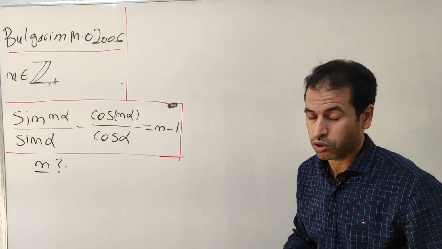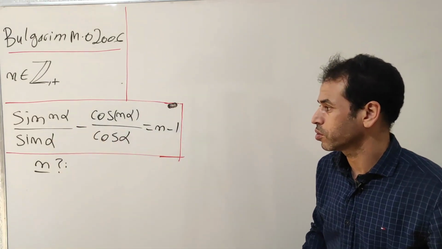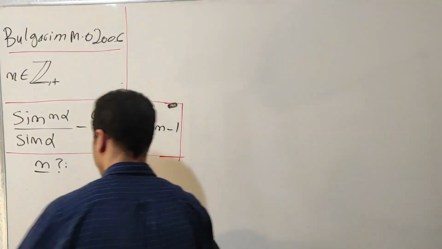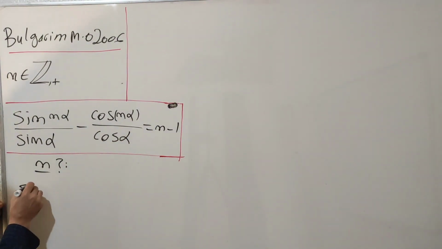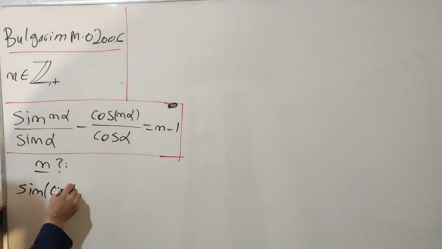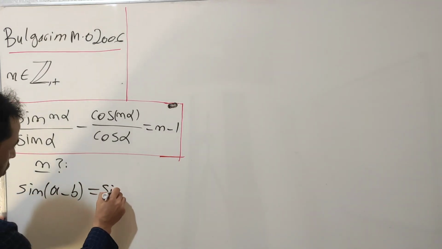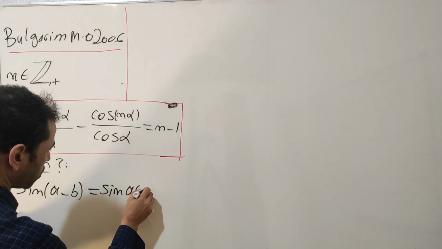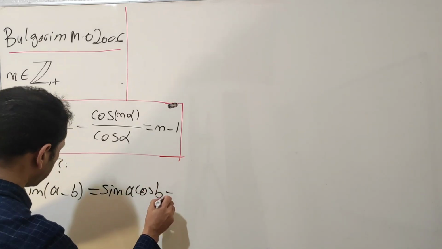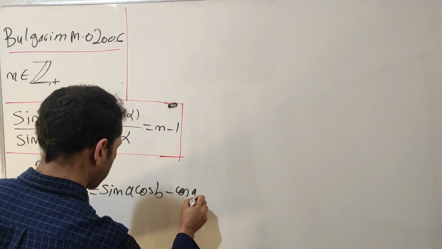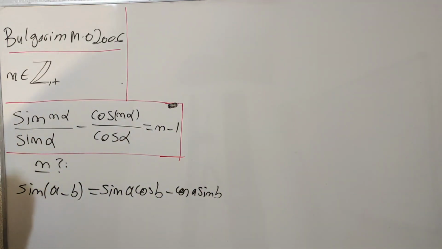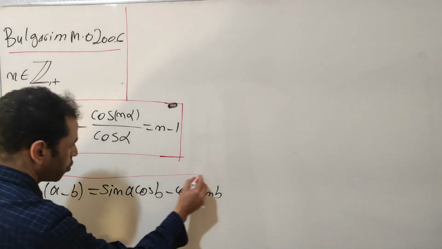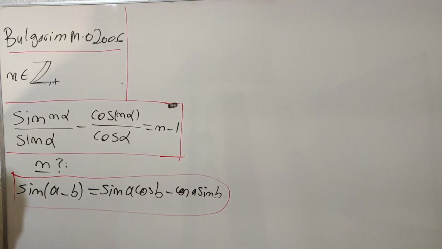I'm going straight to the solution. Regarding the trigonometry functions, we have a nice formula for the sine function. We get sine of a minus b, which equals sine of a multiplied by cosine of b minus cosine of a multiplied by sine of b. This is a very well-known formula. We have four of them here, so I'm going to use exactly this one because I have sine here.